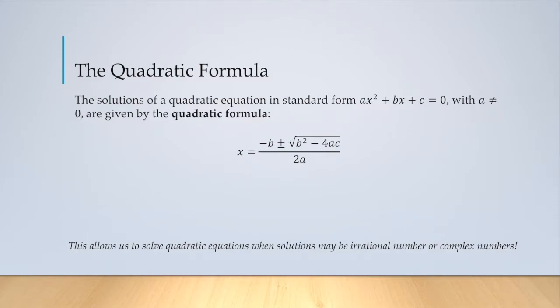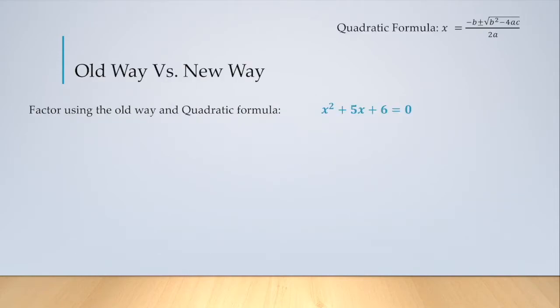What's nice about the quadratic formula is we can use this to solve any quadratic equation, even when the solutions are irrational or complex. And a lot of people prefer it to completing the square to find those irrational solutions. What I would still recommend though, when given a quadratic equation, is you try and solve it the old way, because the old way in my opinion is a little bit faster and less clunky.